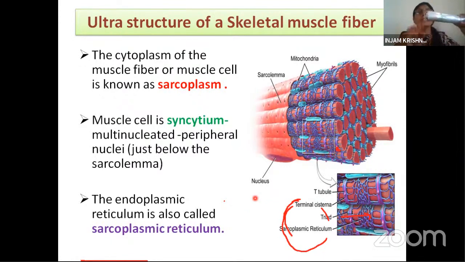Are you able to see it? It is the muscle. So it is taken out from my biceps. It is the muscle, and here it is tendon, and here is the bone.